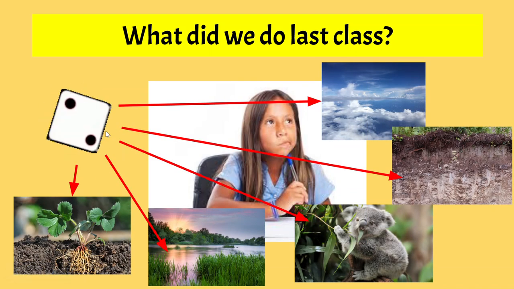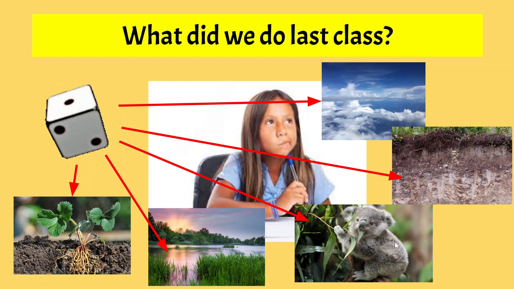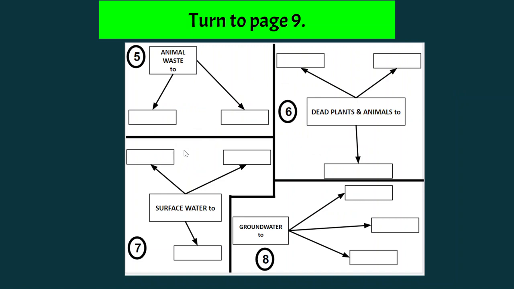Okay, so we found that nitrogen can be in the atmosphere, it can be in water, it can be in live plants and live animals, it can be in dead plants and dead animals, it can be in the atmosphere, it can be in the soil. And so if you turn to pages 8 and 9, 8 actually starts with number 1 here instead of number 5. And 9 then starts with number 5.